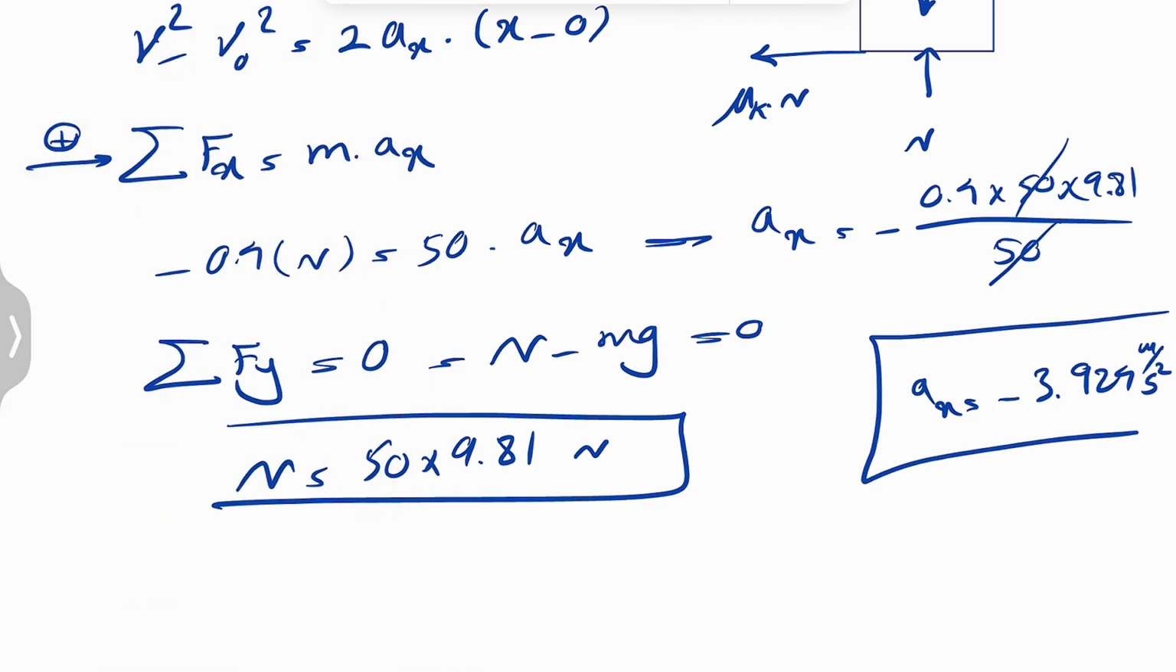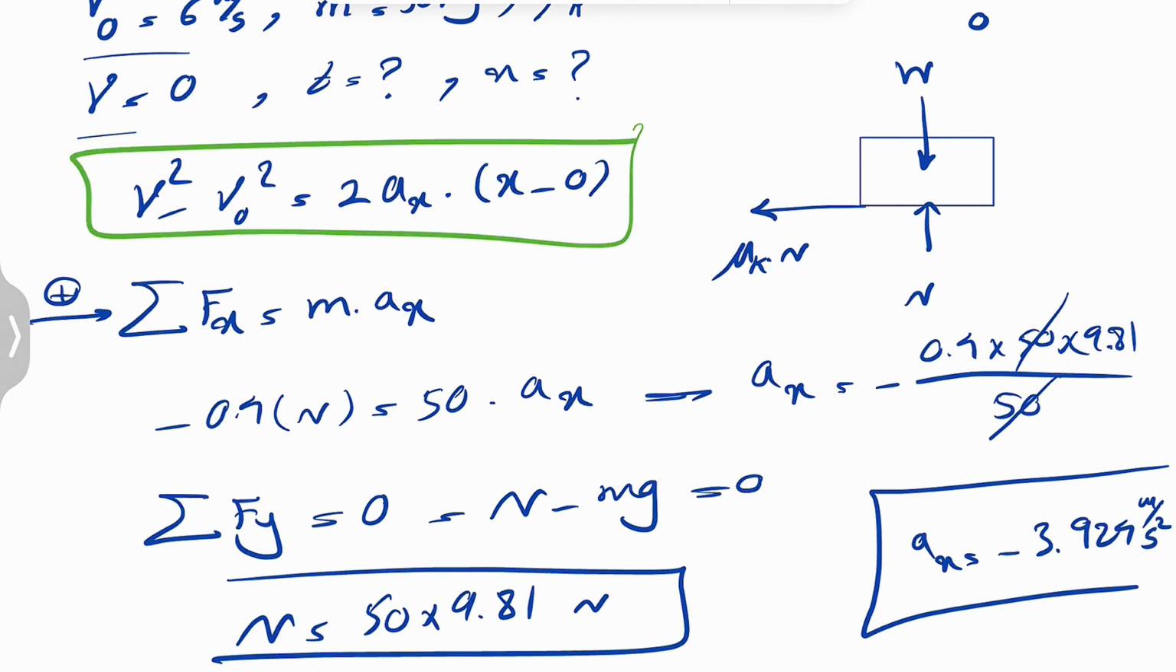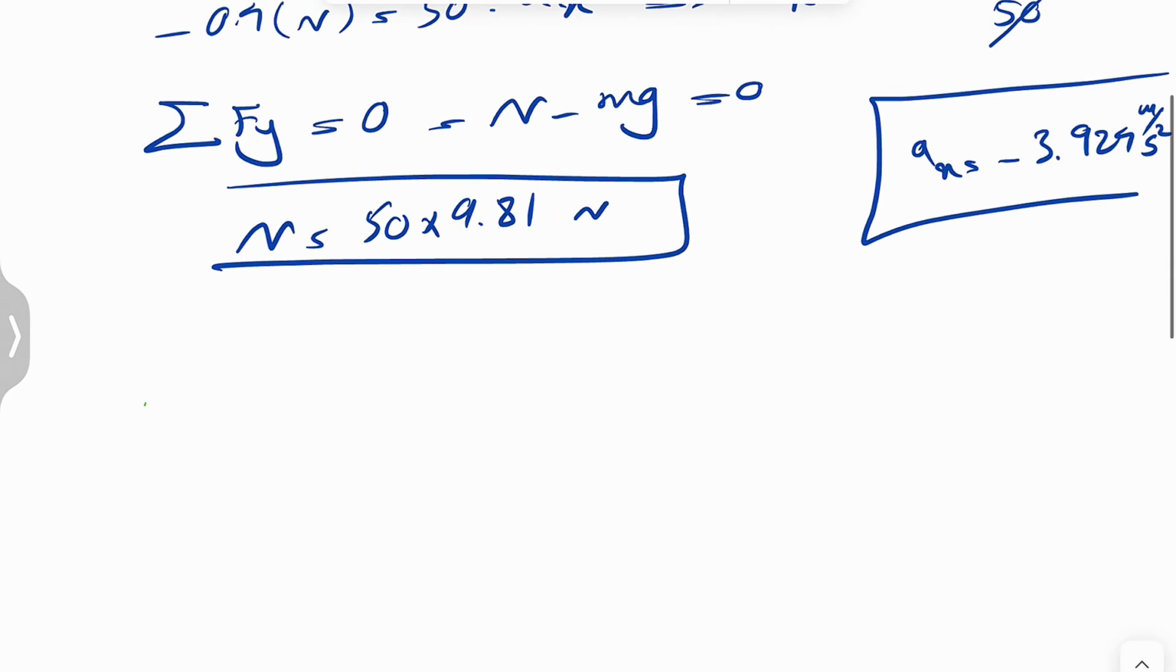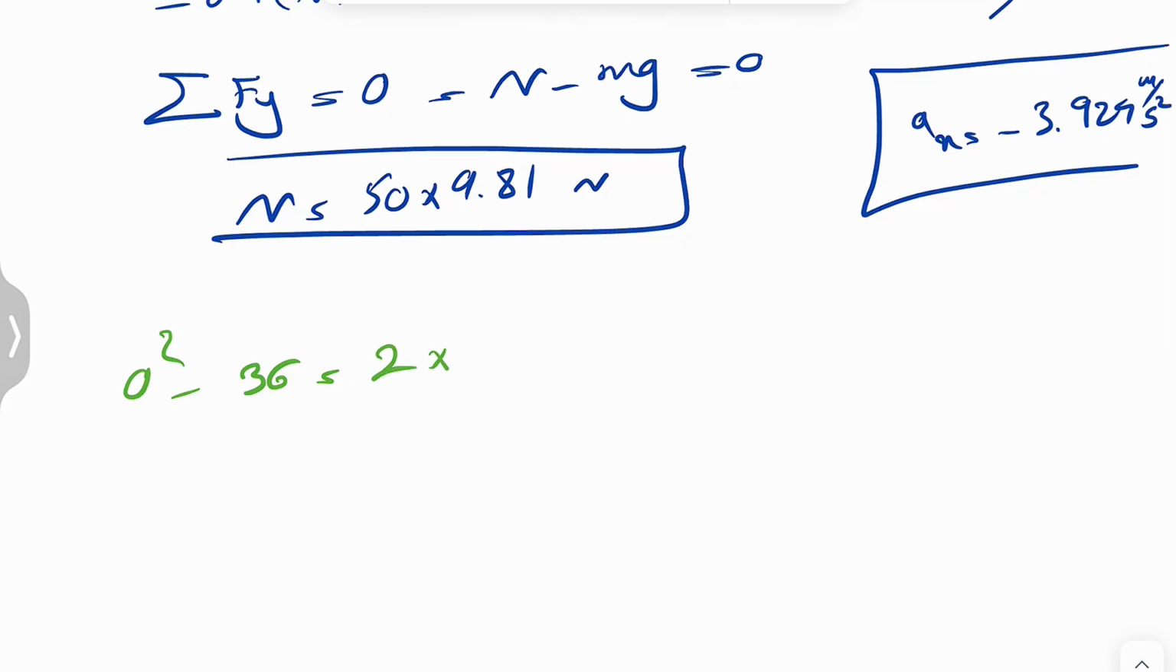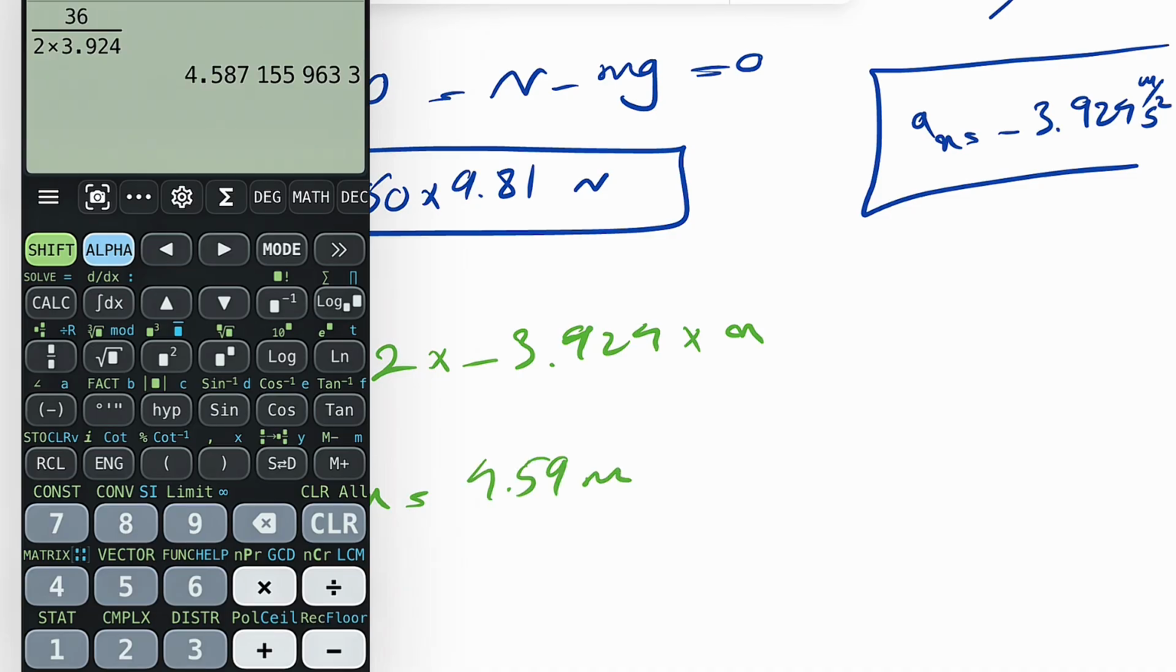So now that we have the acceleration, we just have to plug that into this formula to find the x. So we're going to have 0 squared minus 6 squared, which is going to be negative 36, equals 2 times negative 3.924 times the x. So we can find the distance that it travels. So basically 36 divided by 2 times 3.924. So our x would be 4.59 meters.